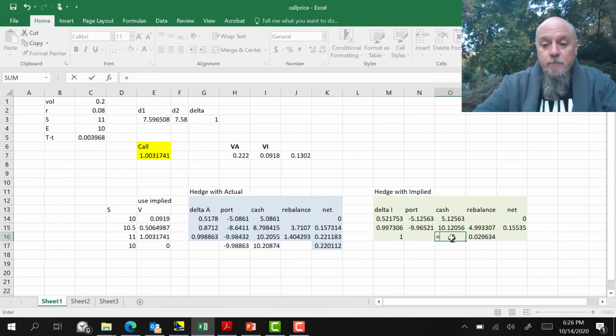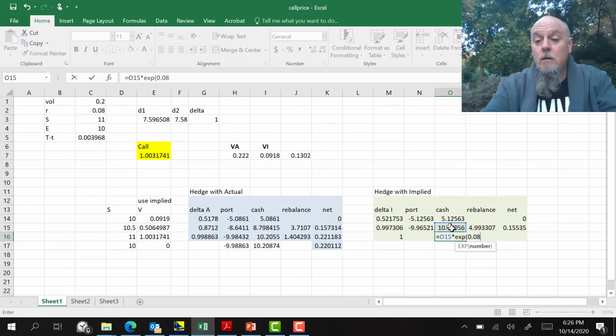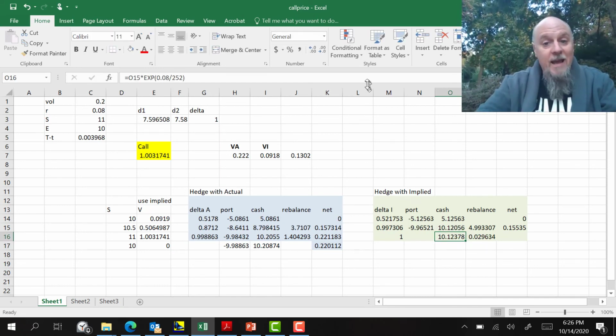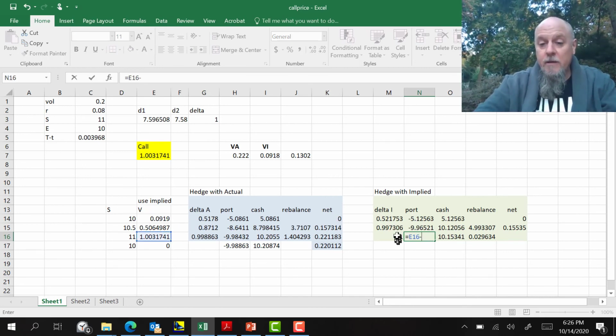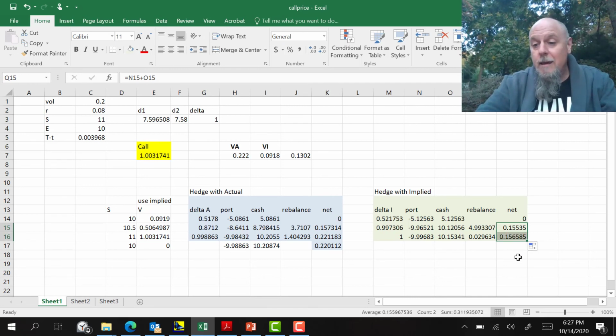So again with the cash, yesterday's cash grows with 1 day of interest, and then I got to add to it the cash that comes in from rebalancing. What's my portfolio worth? Well, it's equal to what the option's worth, shorting this much of an $11 stock. My net is equal to my portfolio plus the cash. It went up a tiny, tiny bit.